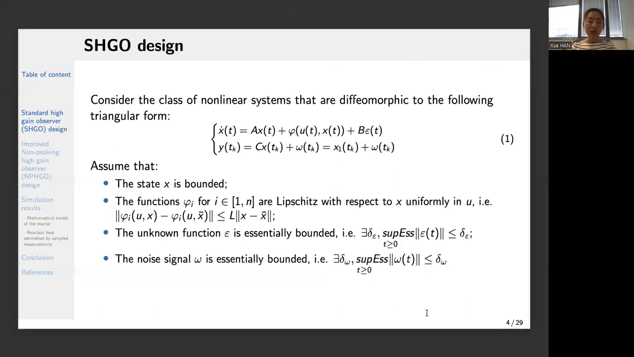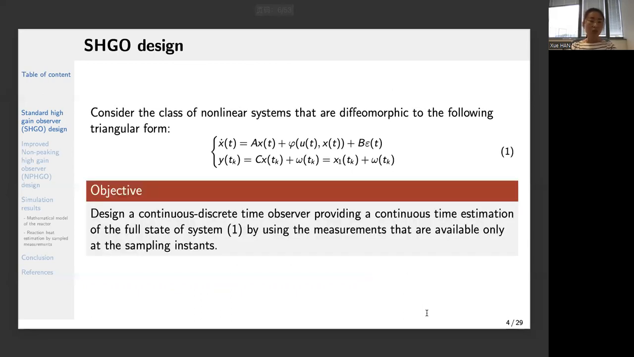We assume that all the states are bounded and the function phi is Lipschitz, and also the uncertainty epsilon and the noise signal omega are bounded. They have essential upper bounds, called delta epsilon and delta omega. What we want to do is to design a continuous-discrete time observer, so that we can give a continuous time estimation of the state by using the sampled measurements y(t_k).